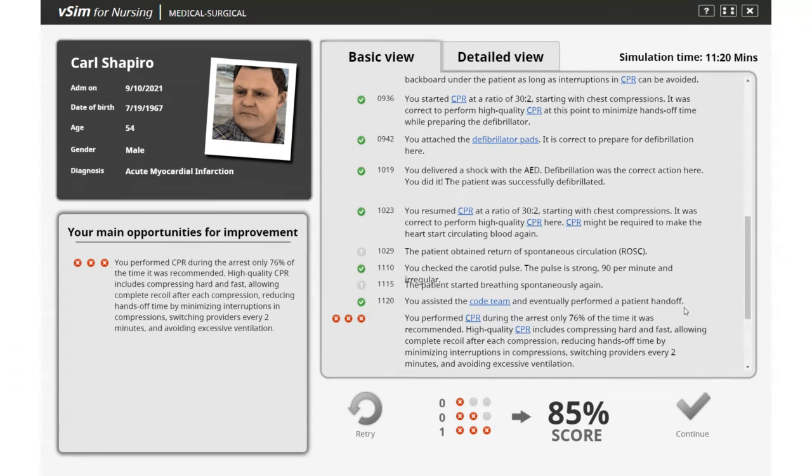And then what it's saying is my area for improvement was you performed CPR during the arrest only 76% of the time it was recommended. So according to guidelines around CPR, high quality CPR includes compressing hard and fast, allowing complete recoil after each compression, reducing hands-off time by minimizing the interruptions, and switching providers every 2 minutes. So that's basically that analytical data.